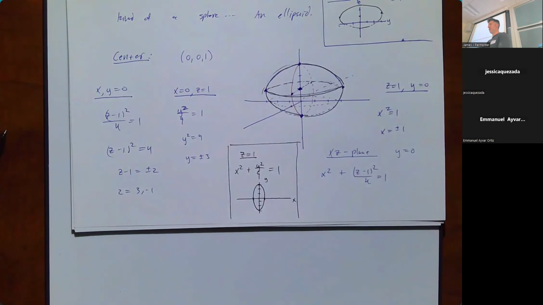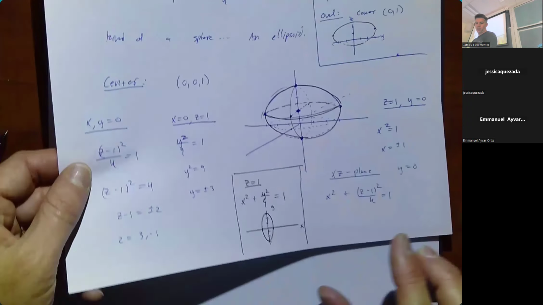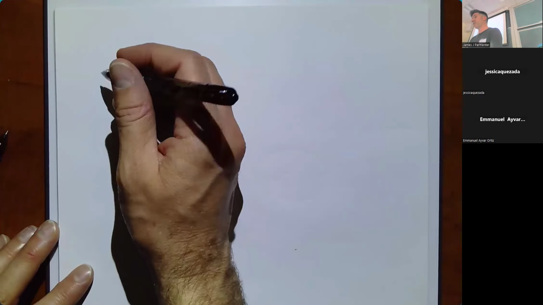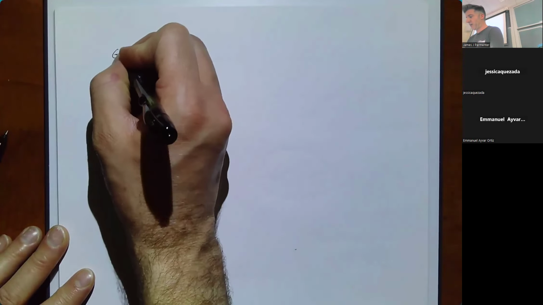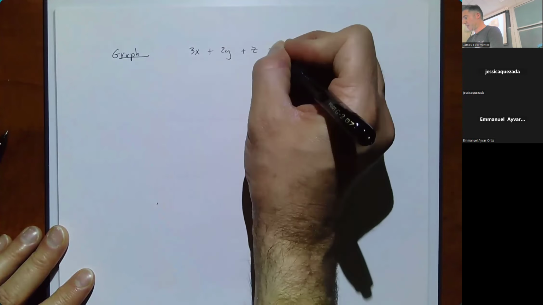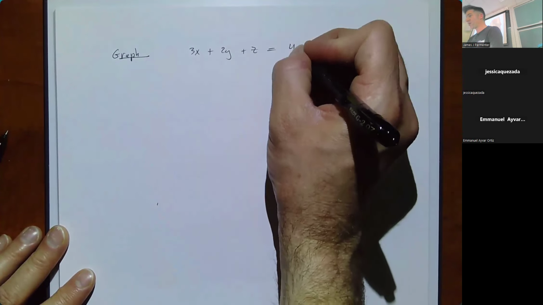So, graphing in 3D is hard. But it doesn't have to be super duper hard. If you're trying to graph things in 3D, there's something I kind of skipped over, which is important, in this last minute here. Let's say we wanted to graph the following equation: 3x plus 2y plus z equal to 4.